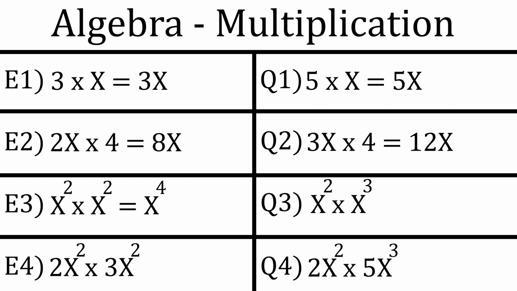Now question number 3, you can give that a go using the same technique. So we have x squared times x to the power of 3. They're both x's, so we can apply the same technique. So all you have to do is add the powers together, and that's going to give us x to the power of 5.